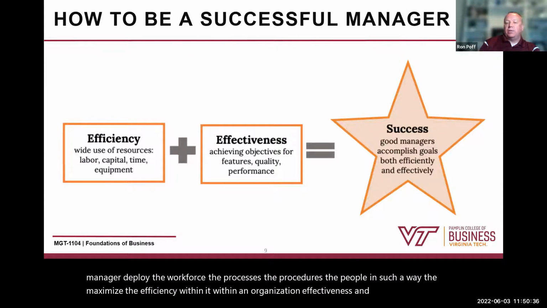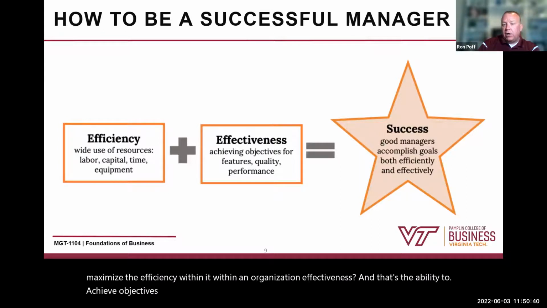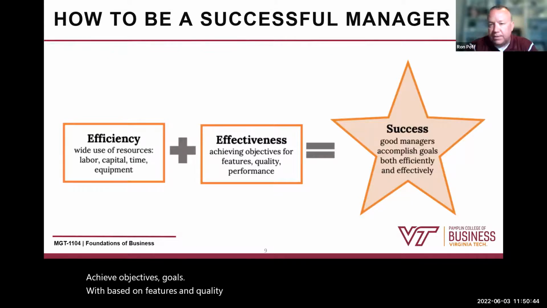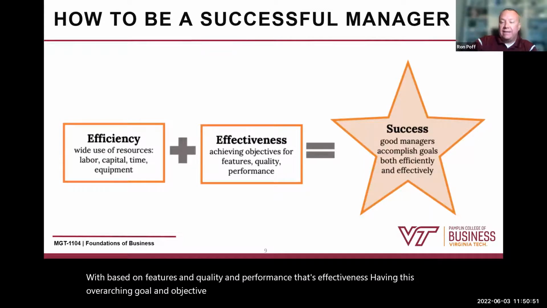Effectiveness is the ability to achieve objectives and goals based on features and quality and performance. That's effectiveness, having this overarching goal and objective, but how effectively is it done.